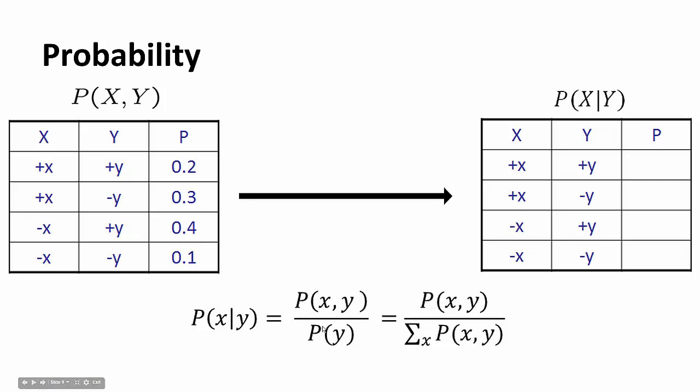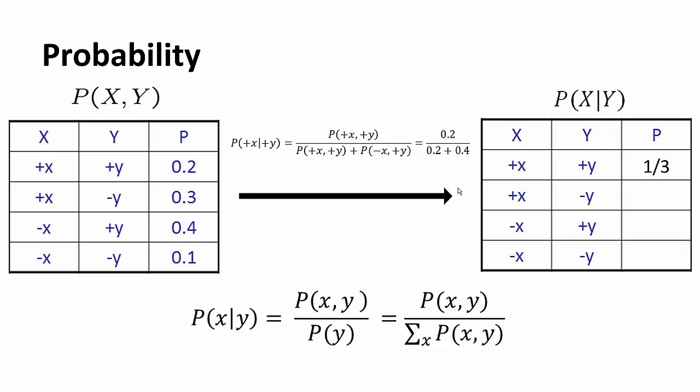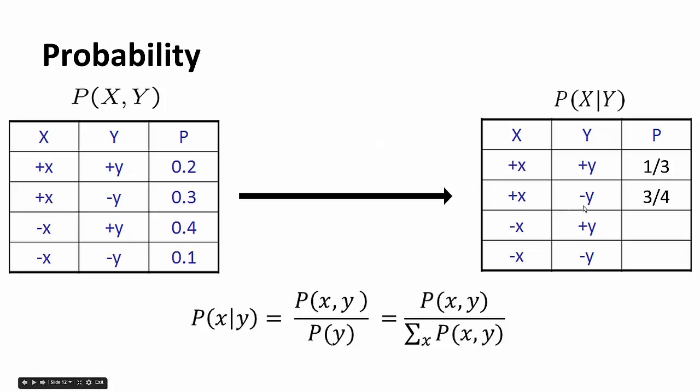Alright, so let's go over the first one as an example: the probability of plus x given plus y. On the top we'll have the probability of plus x comma plus y, and on the bottom we'll have the probability of plus y, which is the probability of plus x comma plus y plus the probability of minus x comma plus y. That gives us 0.2 on top and 0.2 plus 0.4 on the bottom, which gives us 1/3.